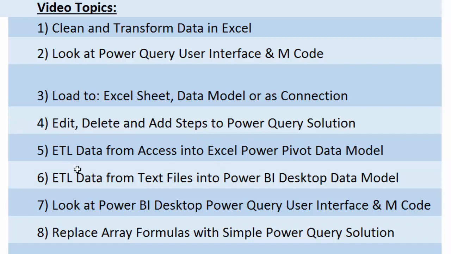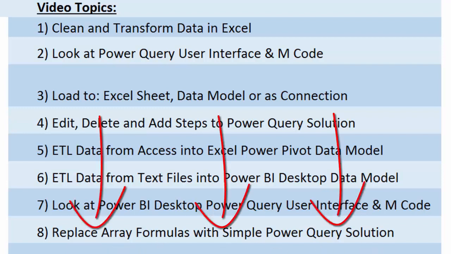Then we'll do ETL, extract, transform, and load data from Access into the Excel Power Pivot data model. Then we'll do ETL on the data from text files and dump it into the Power BI desktop data model. Then we'll look at the Power BI desktop Power Query user interface, which is slightly different than in Excel, and the M code. And we'll finish it off with an amazing example where we'll replace a crazy array formula with a simple Power Query solution.